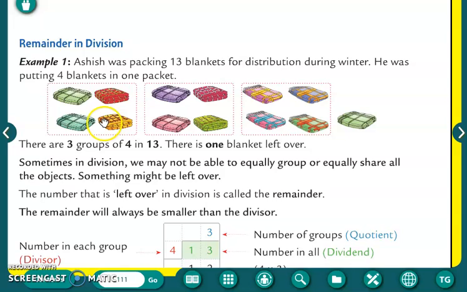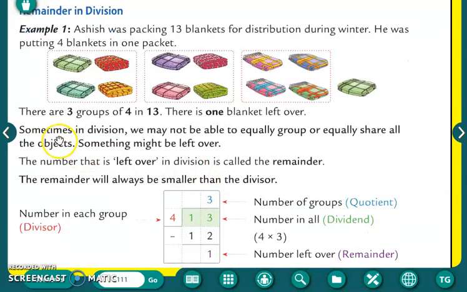एक पैकेट में 4 ब्लैंकेट आते हैं, तो 1, 2 and 3 groups are there of 4 blankets. Now 1 is remaining. एक बच गया है. Sometimes in division we may not able to equally group or equally share all the objects. Something might be left over. कई बार ऐसा होता है कि डिवाइड करने में या शेयर करने में कुछ तो बच जाता है जिसका हम डिवीजन या शेयरिंग नहीं कर सकते. The number that is left over in division is called the remainder. मतलब जो नंबर बच जाता है डिवीजन के बाद, तो उसे बोलते हैं रिमाइंडर.